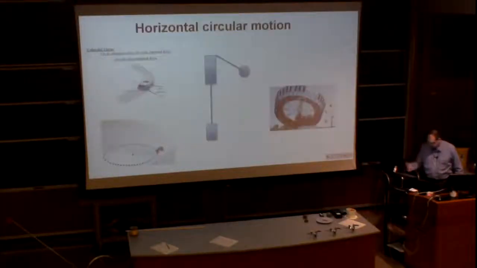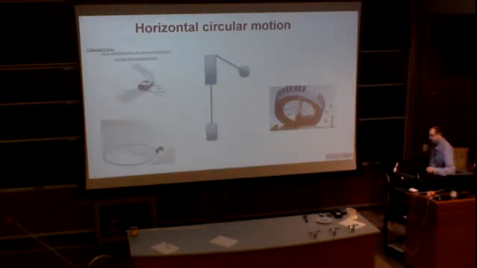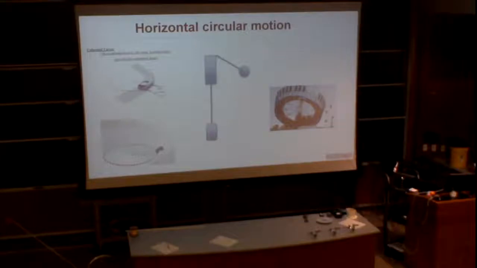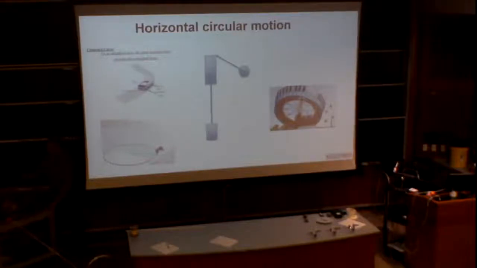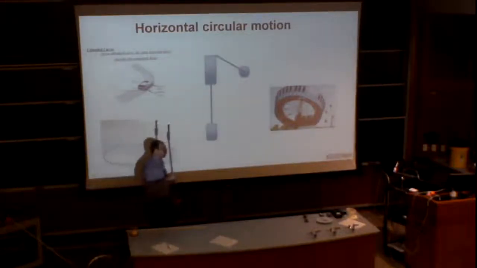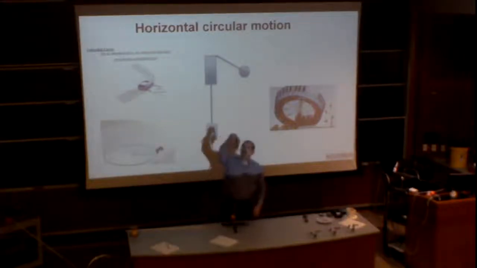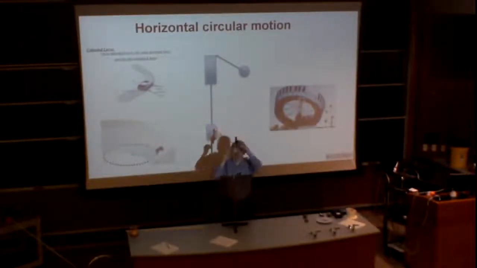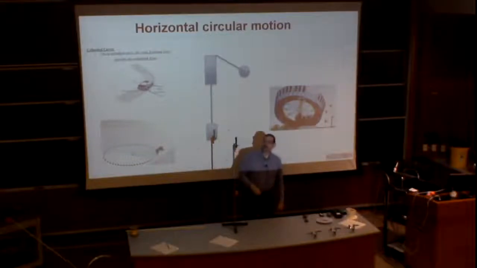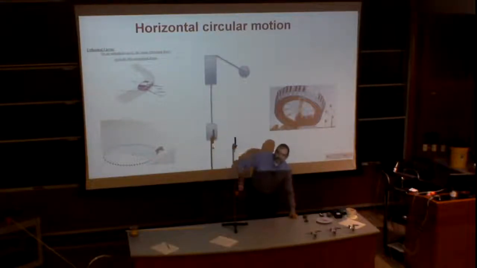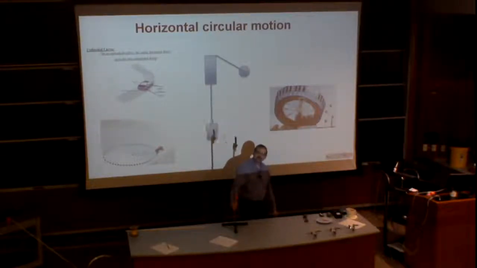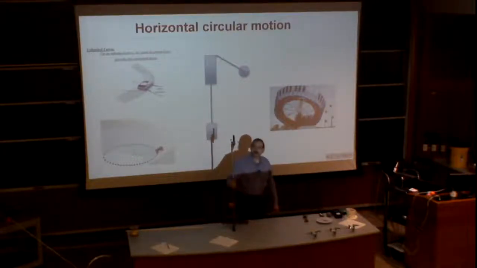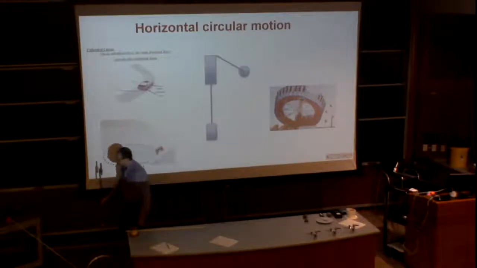Well, it's solved, and now we're going to talk about horizontal circular motion. There are many examples of a horizontal circular motion. This device has a name, a conic pendulum. It's not an actual pendulum, it doesn't swing, but it rotates, circulates. If you give it a push, just be careful. And it keeps circulating. Without friction, it would be circulating forever. That's it. Another type of circular motion.